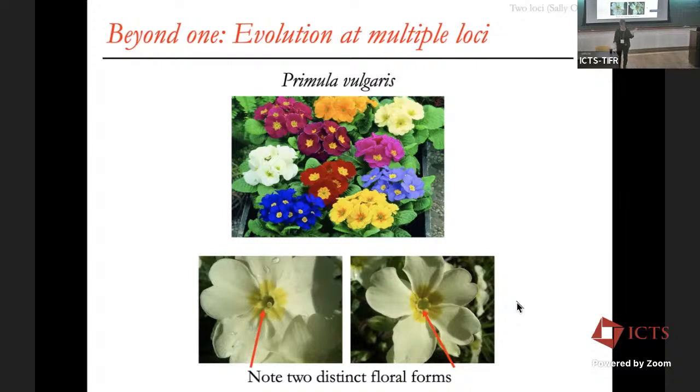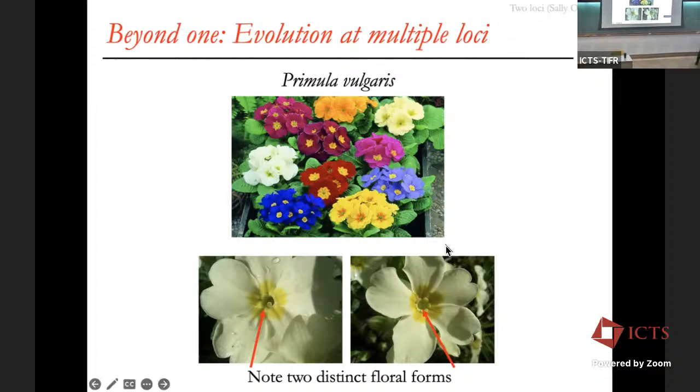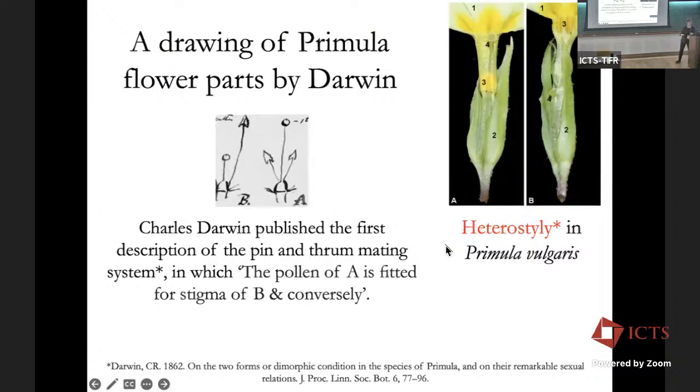But just to orient us, this is an example of a very common ornamental flower in North America, Primula vulgaris. And it has two floral forms. It has the female parts, the pin, and then the thrum, the male parts. Darwin published the first description of the pin and thrum mating system, and he wrote, in which the pollen of A is fitted for the stigma of B and conversely. You can see that in his drawing here.